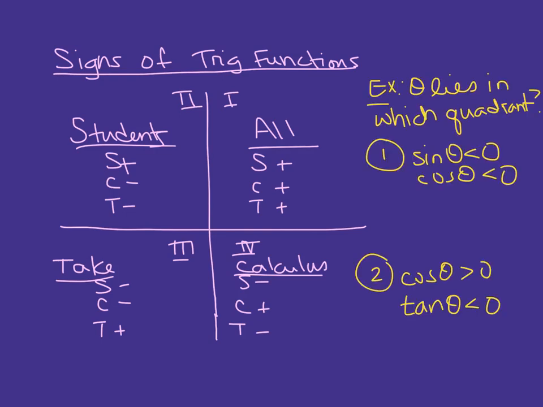We're going to do 2 quick examples, and you're welcome to pause and try these on your own. I asked you, theta lies in which quadrant? We know that sine is negative. We know that cosine is negative. And you actually can just look to the left. The only place where both sine and cosine are negative is in quadrant 3. In number 2, we know that cosine is positive. We know that tangent is negative. The only place where tangent is negative and cosine is positive is going to be in quadrant 4. So these are just naming the quadrant. Don't try to do anything else.